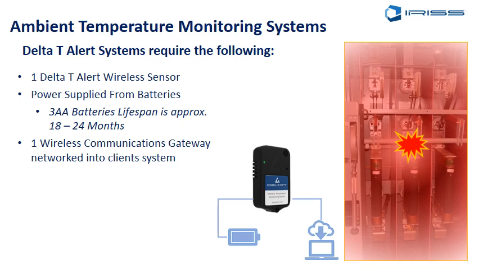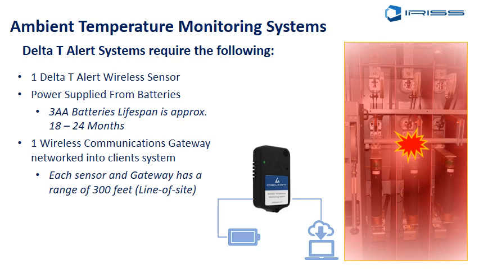Wireless, the communications are wireless, so it's networked into a client system. So we have gateways that are plugged into the local area network, and that basically gathers the data back to one PC from each of these sensors. And each sensor and gateway has a range of 300 feet line of sight. So again, we typically use one gateway in a switch room, maybe 10, 15, 20 delta T sensors, although you can put over 250 delta T sensors on one gateway, but the limitations are always on range or line of sight.